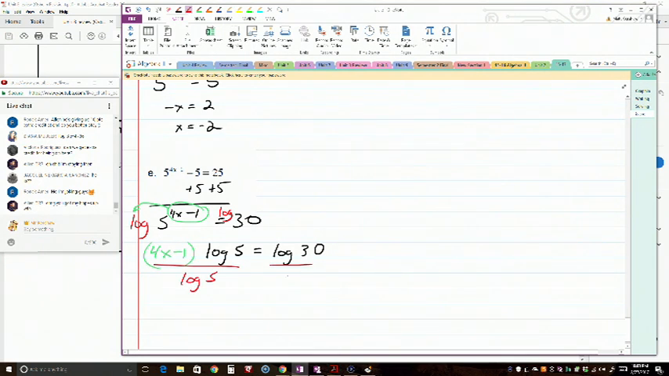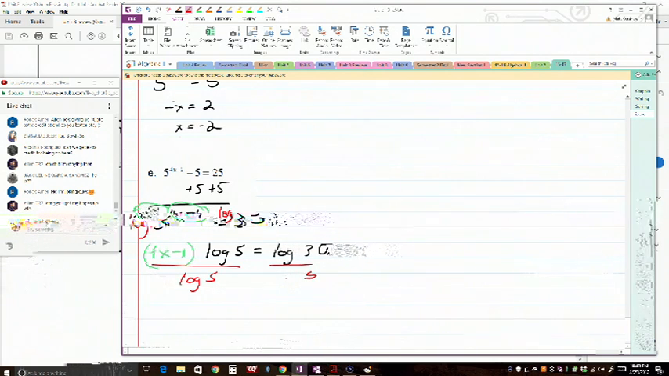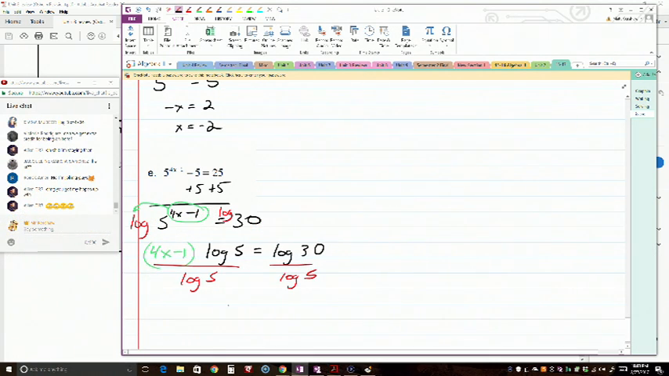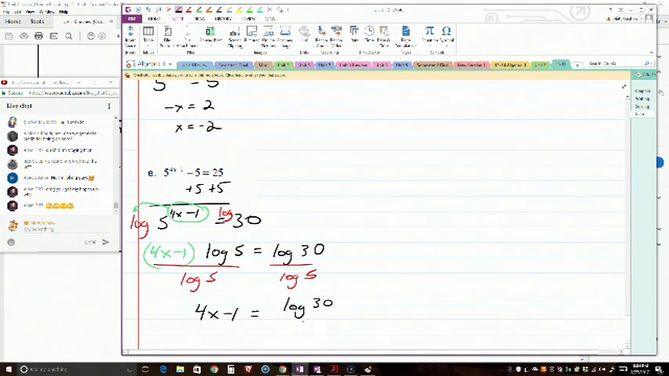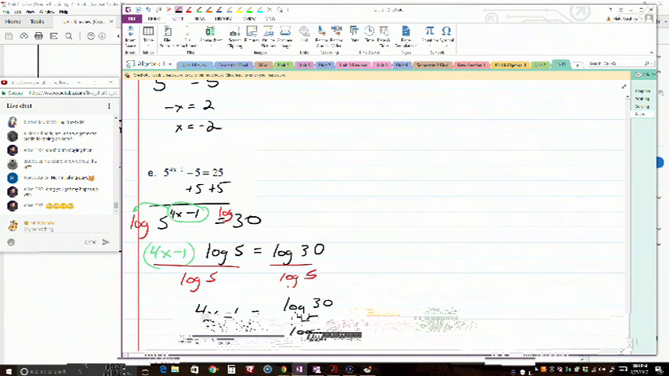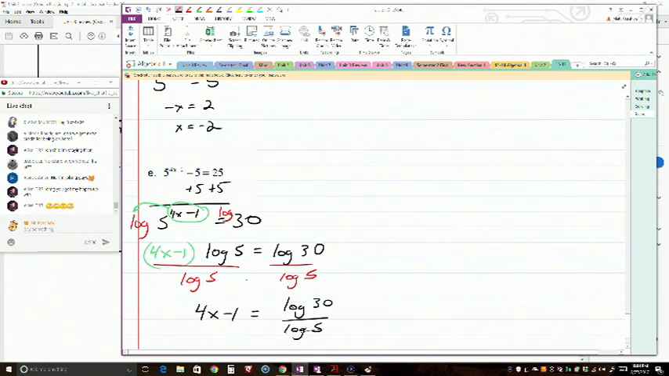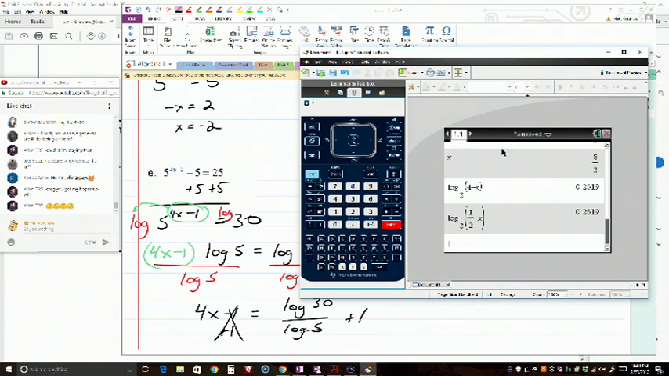This is actually a good one for the extra credit. And divided by log of 5. And so I'm going to add 1 now to both sides. So this is gone. So I have log of 30 over log of 5 plus 1, where I'll input this in my calculator.